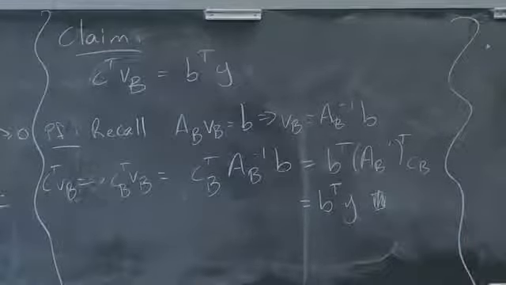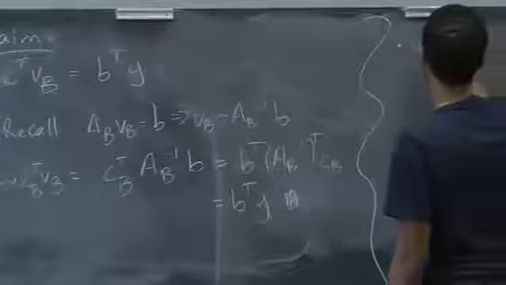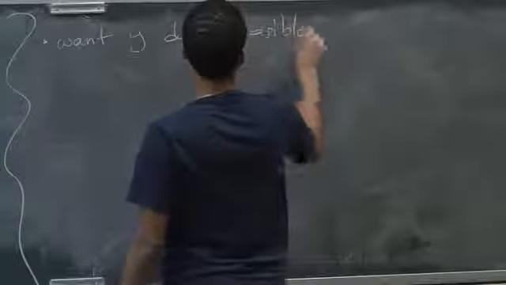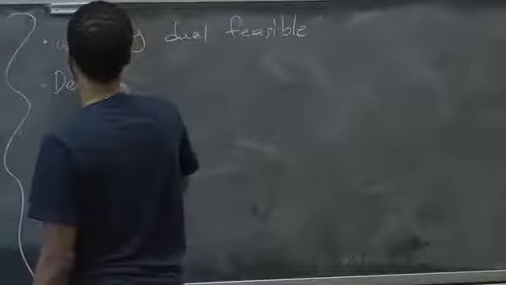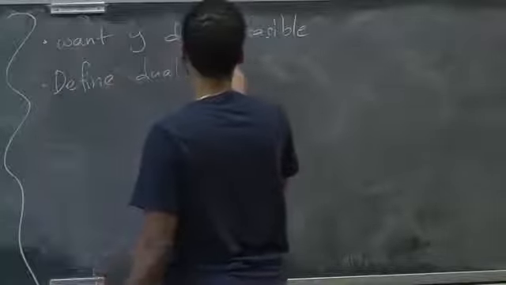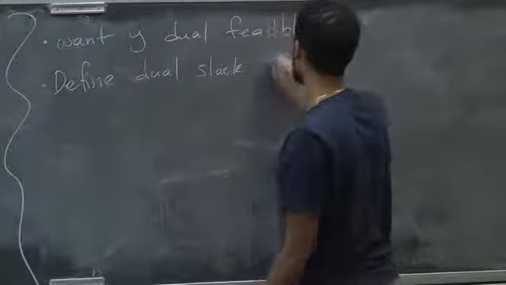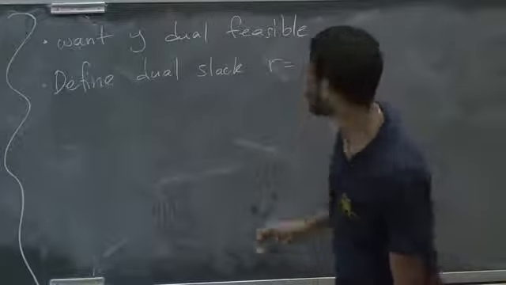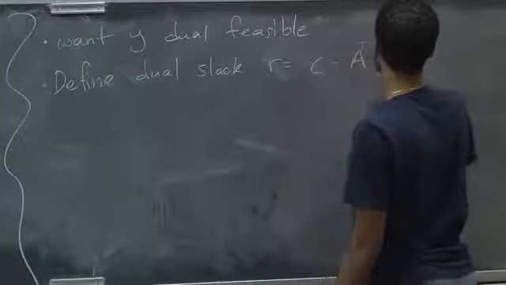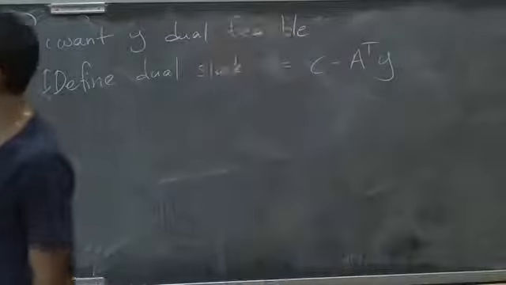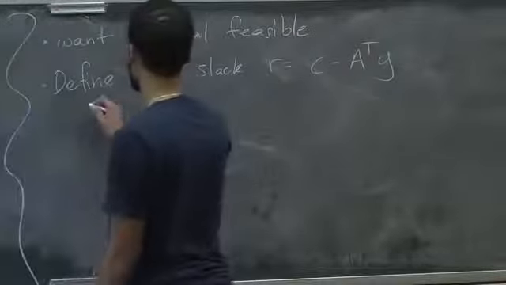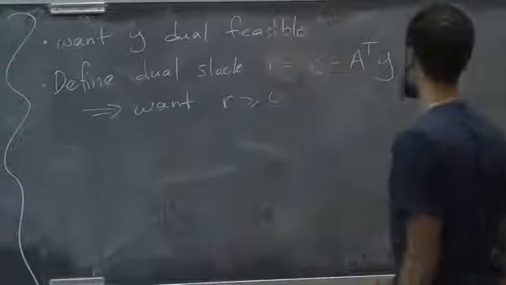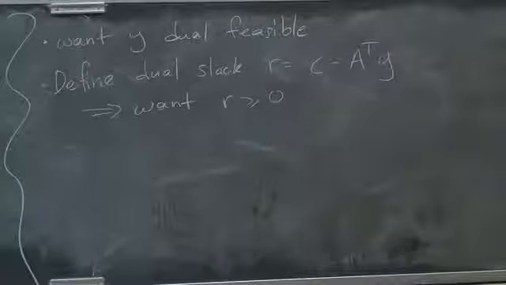So what does it mean to be feasible? We want Y to be dual feasible. So define the dual slack vector, which is R equals C minus A transpose Y. Right, I just subtracted A transpose Y from both sides. And so we want R to be non-negative.